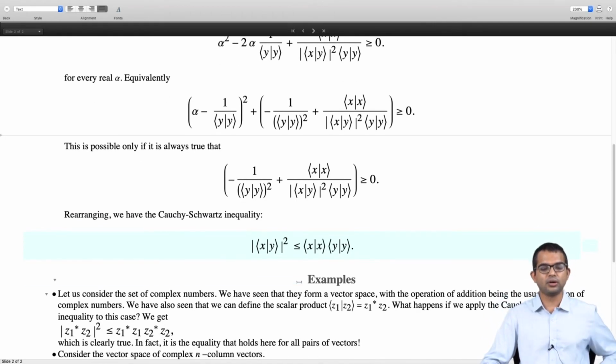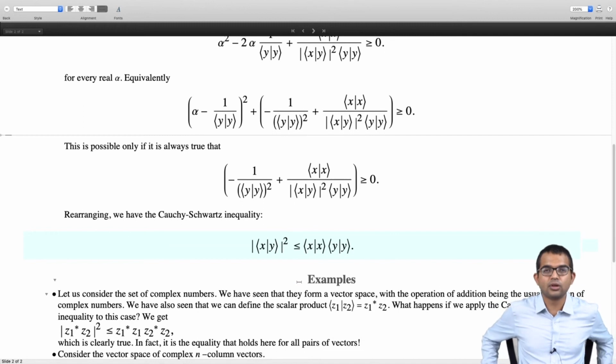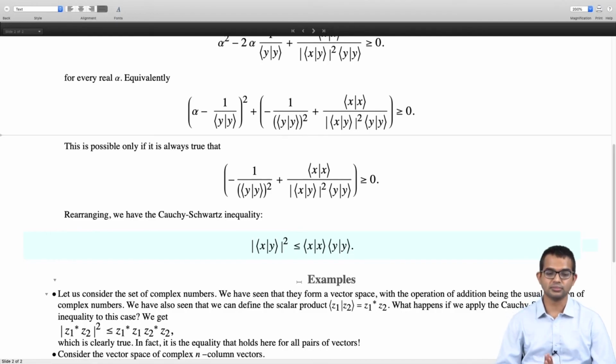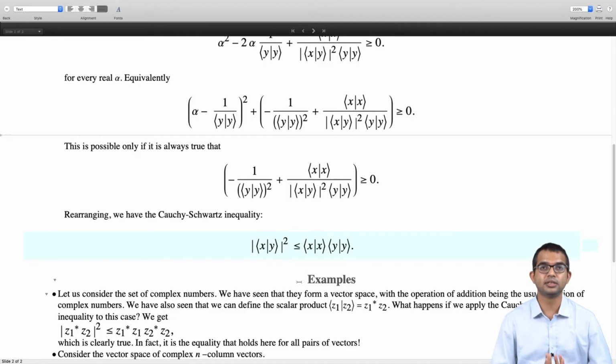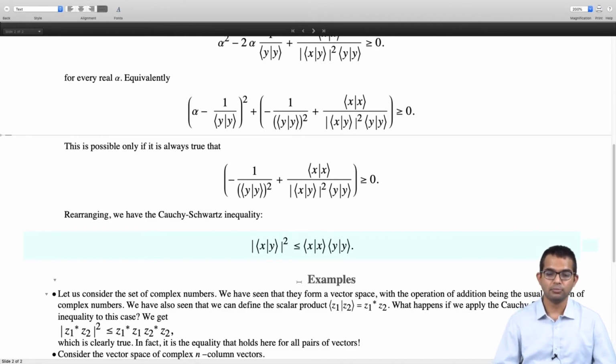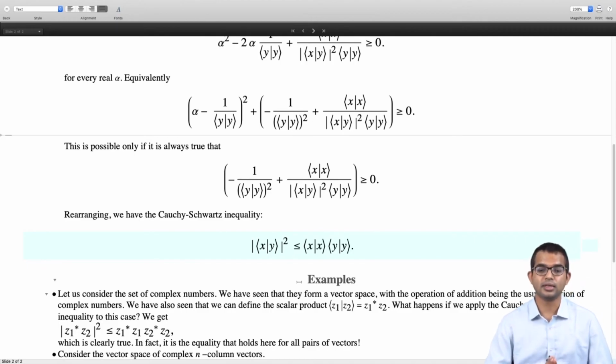So we have seen that we can think of the set of complex numbers as a vector space, right? With the operation of addition being the usual addition of complex numbers. And we also define a scalar product of z1 and z2, which is just going to be z1 star z2. It's a legitimate scalar product. So if we simply apply this Cauchy-Schwarz inequality to this scalar product, it's important to realize that the Cauchy-Schwarz inequality is very general and it will hold for any definition of a scalar product, as long as it's a legitimate definition. You must have all these properties corresponding to the scalar product satisfied, and then it should work out.